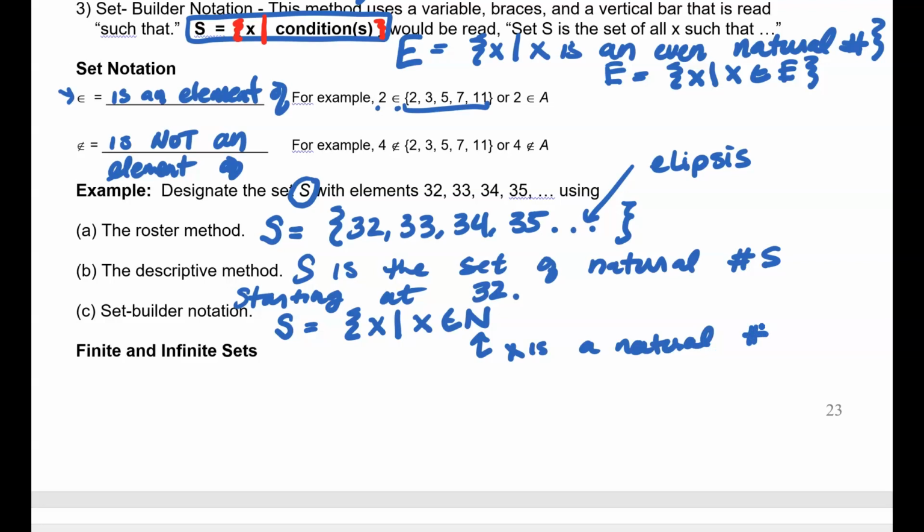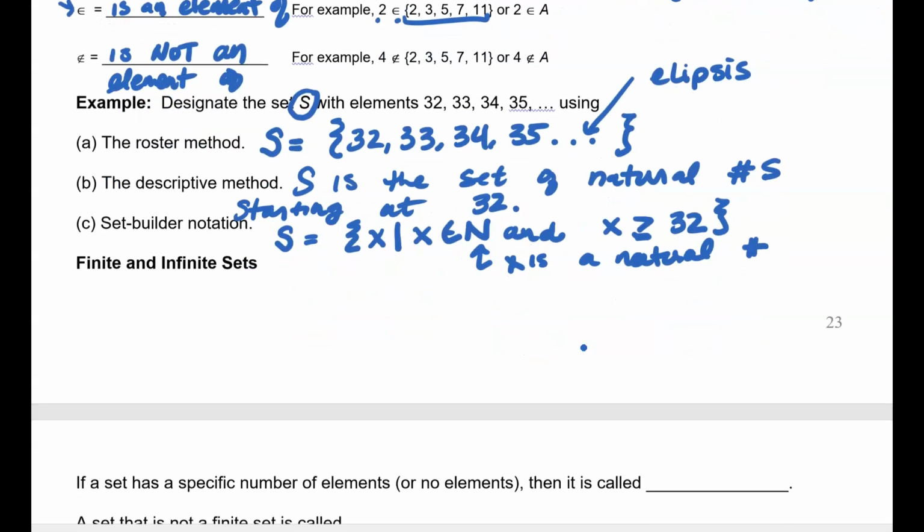And then I'm going to describe it even further, and I'm going to say, and x is greater than or equal to 32. I could also say just greater than 31, but I want to make sure 32 is included. So there's more than one way to write that. And that describes the set above. So three different ways that really accomplish the same thing.